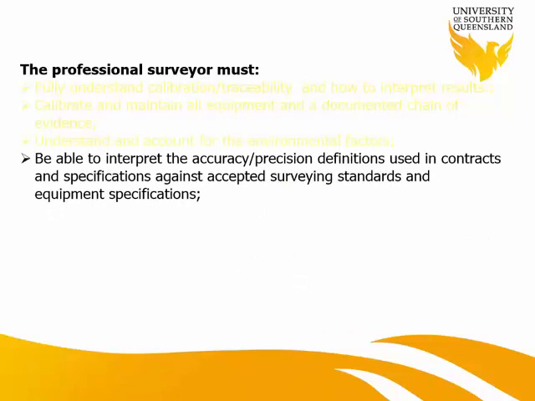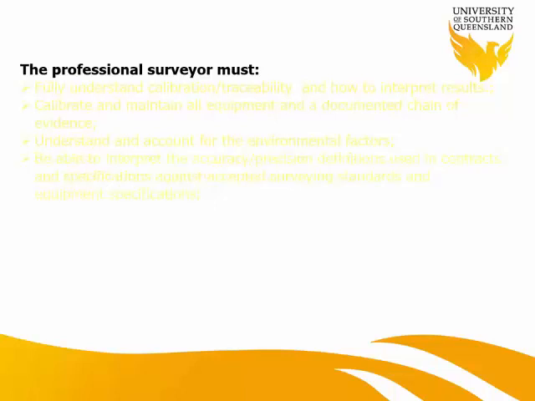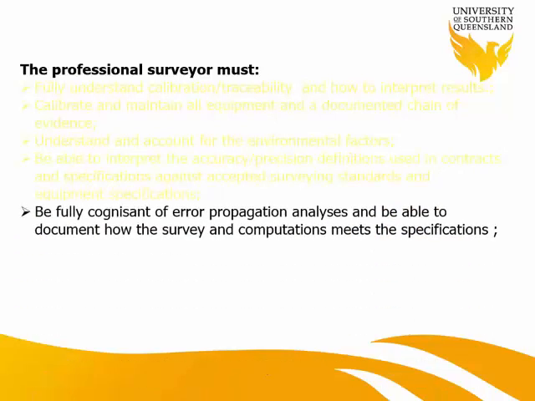Be able to interpret the accuracy, precision, confidence level, all those terms from the specification, and try to see whether it's acceptable to use a specific surveying equipment or standard, for example, if you want to use GNSS to get a high precision in heighting, whether it's possible or not. So you should be able to interpret those and make a decision. Again, make sure that you understand error propagation theory that we had in module 1, and be able to document how the survey and computation can meet the specification.